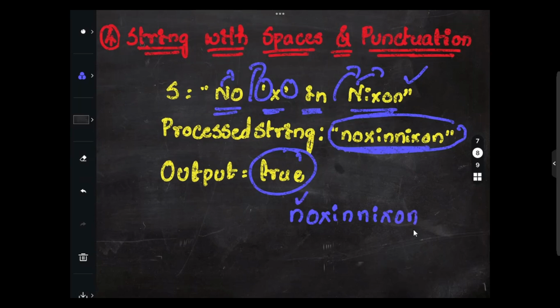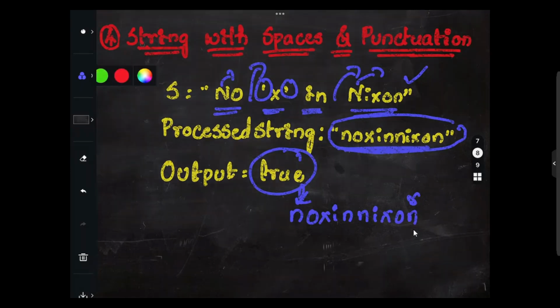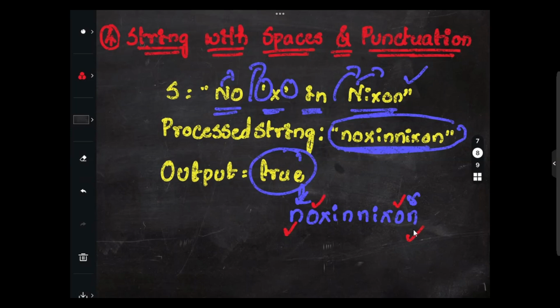So accordingly with the approach, we will go with the L first. This will be L and this will be R, right? So this will be L and this will be R in this case. First we will check if L is equal to R. Yes, it is. Next we will move L forward and we will decrement the R here.